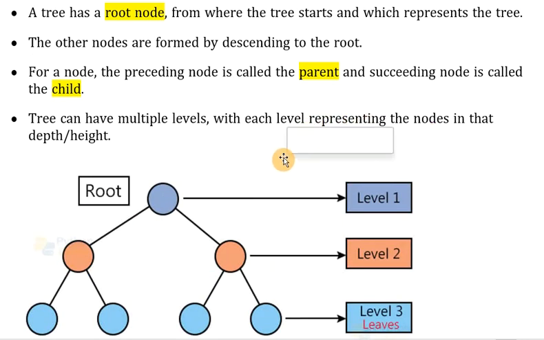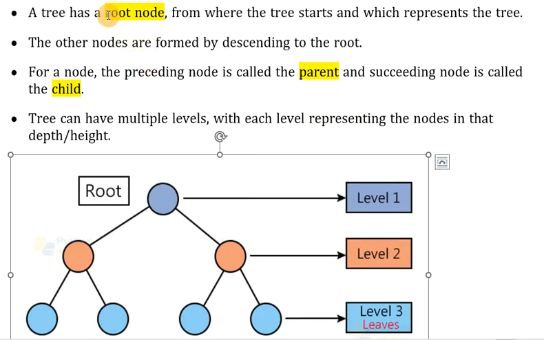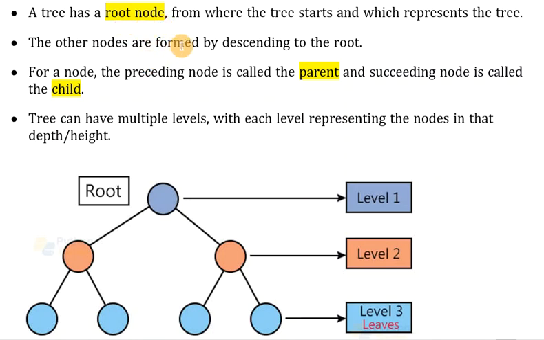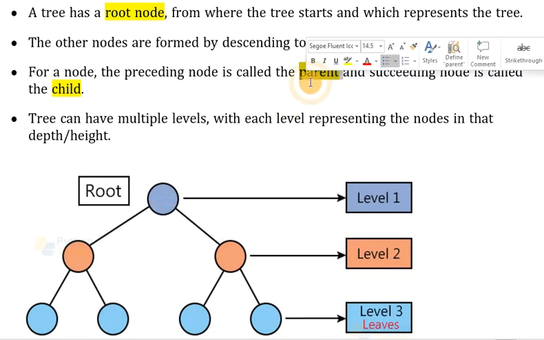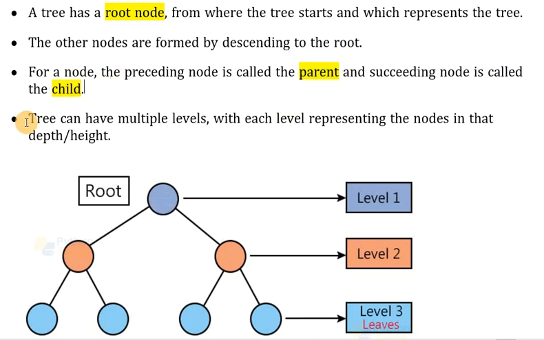So the root node is the node from where the tree starts. And the parent node means the preceding node is called the parent node.